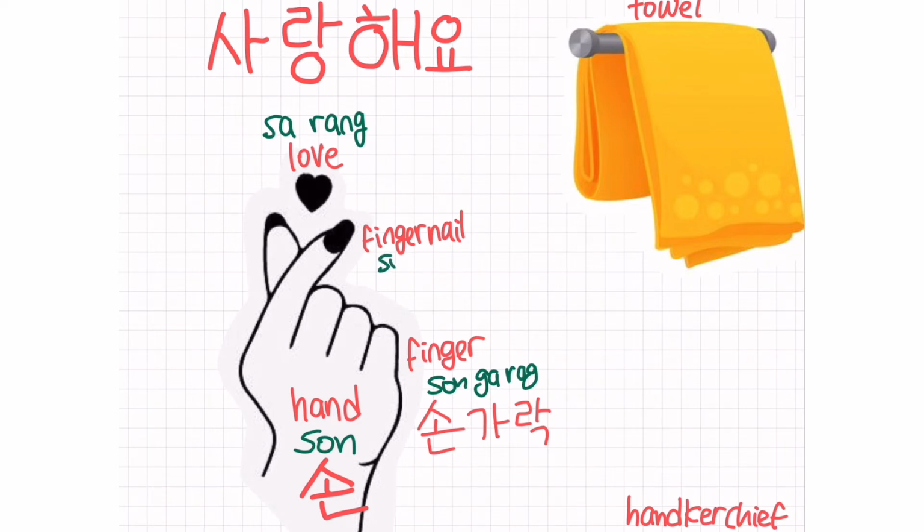So 손톱. 손톱. Alright, so within this picture we have a bunch of words. So let's review. Okay, 사랑 is love. If you want to say it to a friend, then you say 사랑해. And if in a formal way, you say 사랑해요 or 사랑합니다.